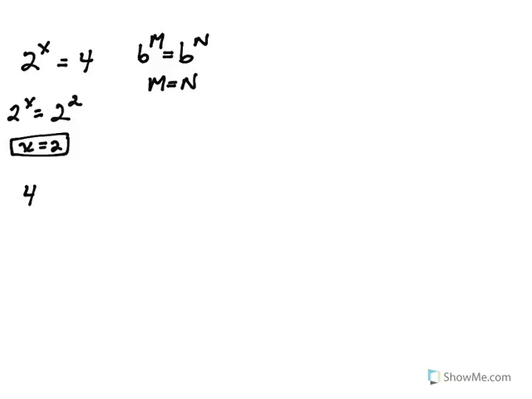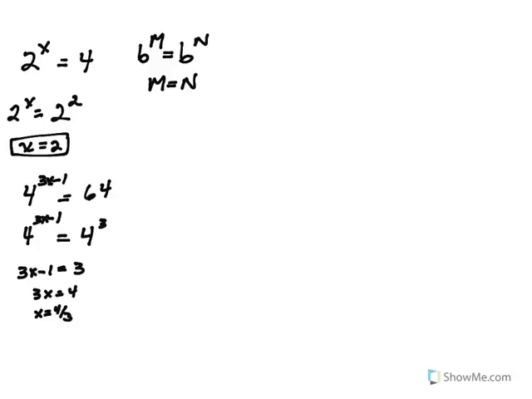Okay, let's look at this one. Alright, here we have base 4 to the 3x minus 1 equals 64. Well, we can make these bases look the same. We have 4 to the 3x minus 1. 64 can be rewritten with a base 4 and exponent 3. So using the rule, we will just set the exponents equal to each other, and then we solve for x. 3x minus 1 equals 3, 3x equals 4, x equals 4 over 3. And that would be the answer.